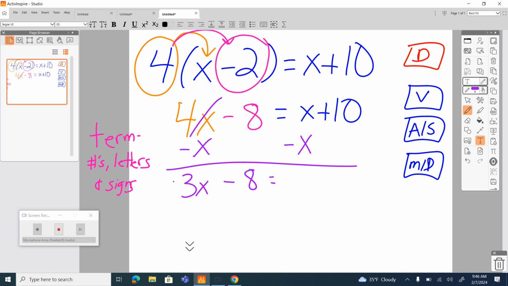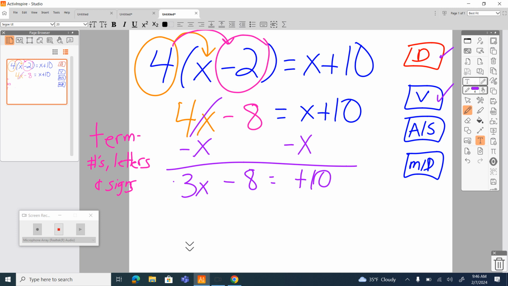And guys, what happened there with me happens. Sometimes you start doing a problem, you're like, wait a second, I made a mistake. Start over. Okay, so we did our distribution. We moved our variable to the same side. What do I do next?